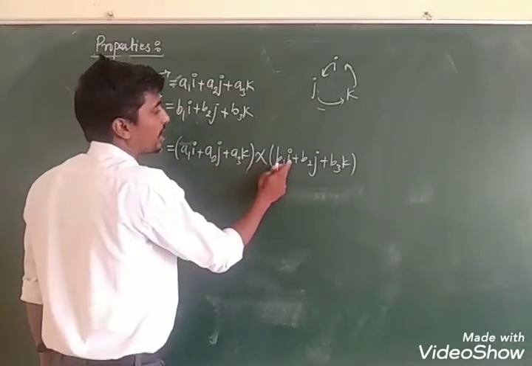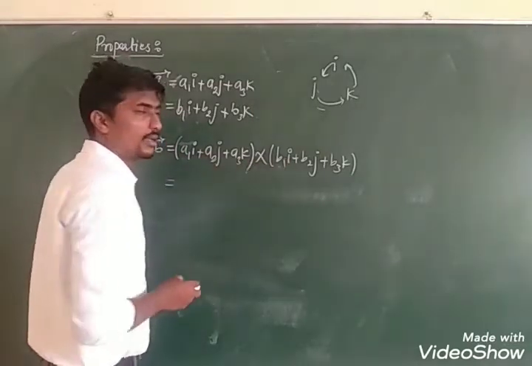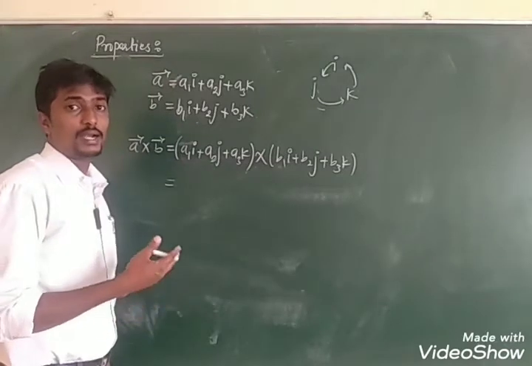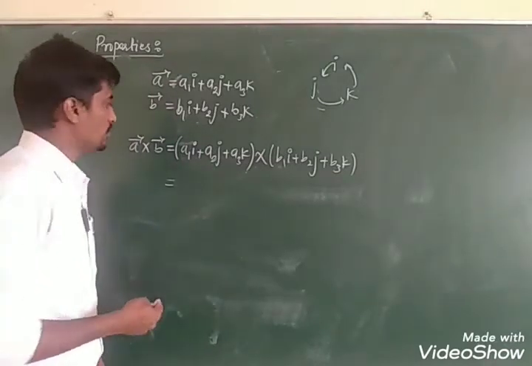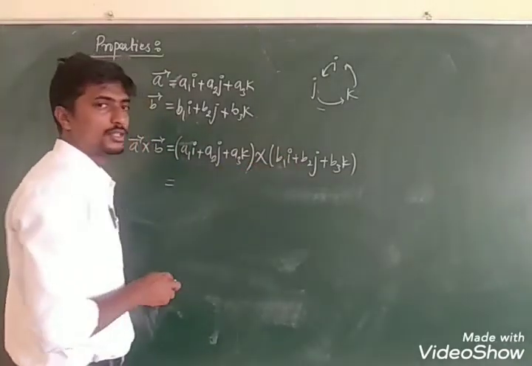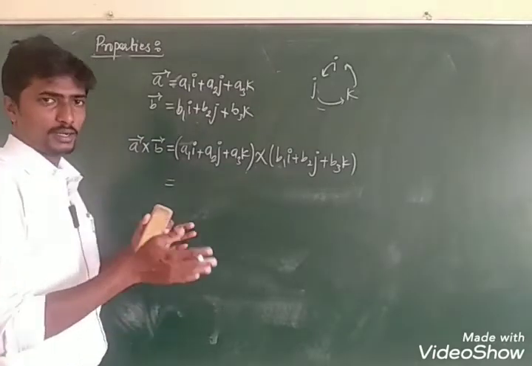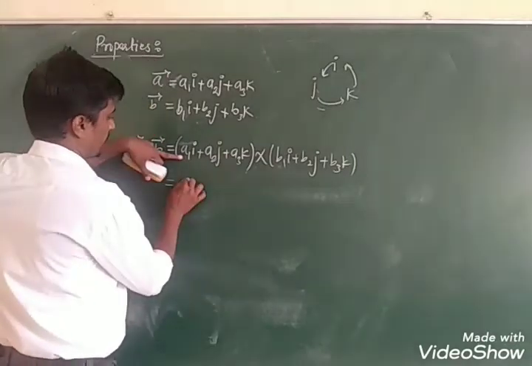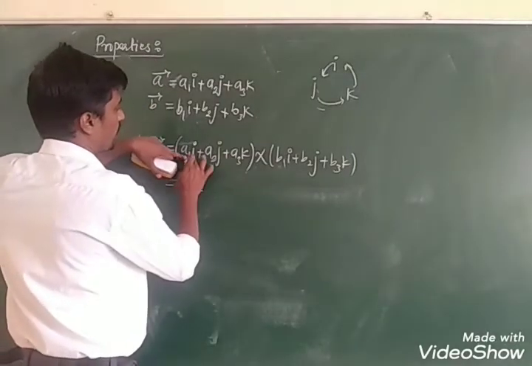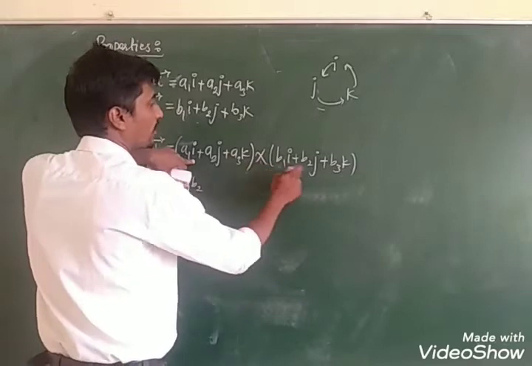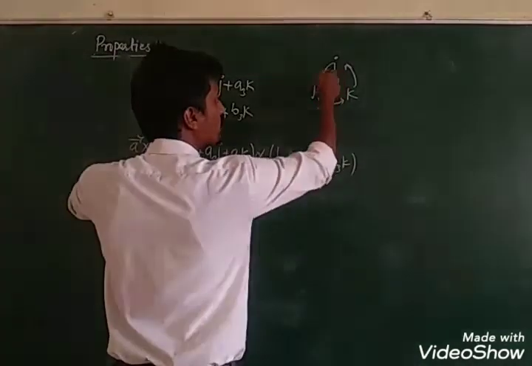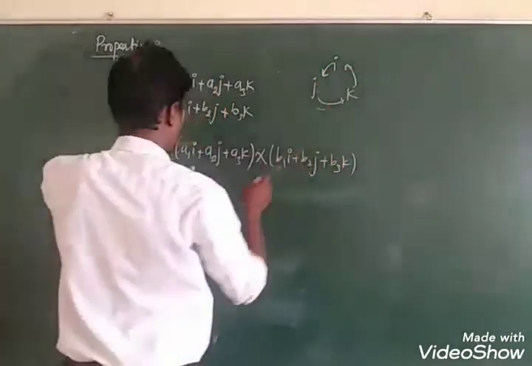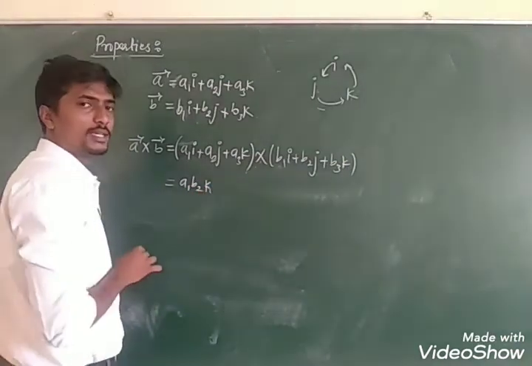So this will become A1 into B1, I cross I. What is the value of I cross I? It is 0. We had the collinear property. So I cross I is 0, and I will not take that value here. Now next, A1 into B2, I cross J. Its value is the next term, K. So its value is K.